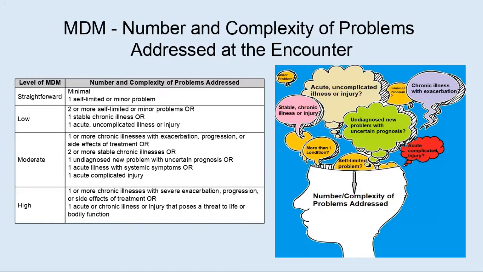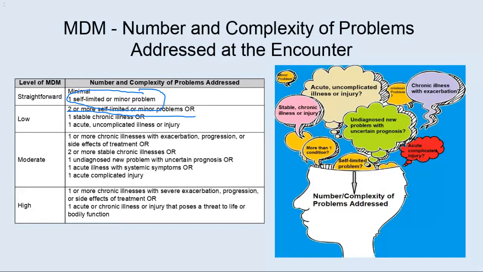So the first element of medical decision making is the number and complexity of problems addressed at this encounter. This refers to the condition, disease, or symptoms that the patient has. At the straightforward level, you have one self-limited or minor problem. It's a higher level if there are 2 or more self-limited or minor problems. It's low. So that moves it from 1, straightforward, to 2, low.